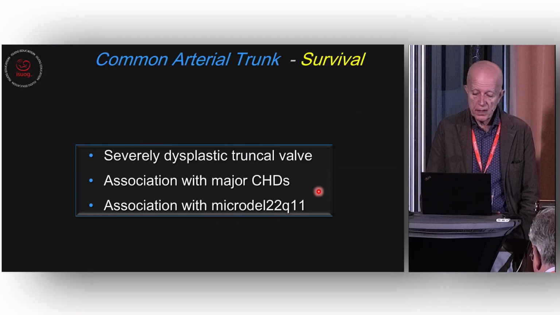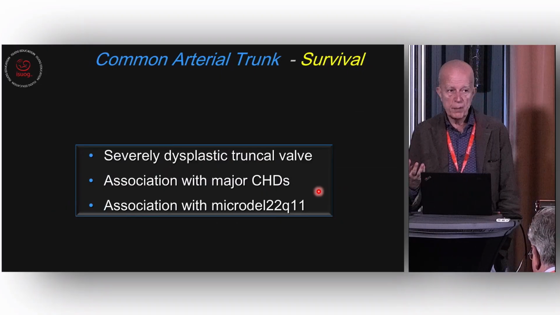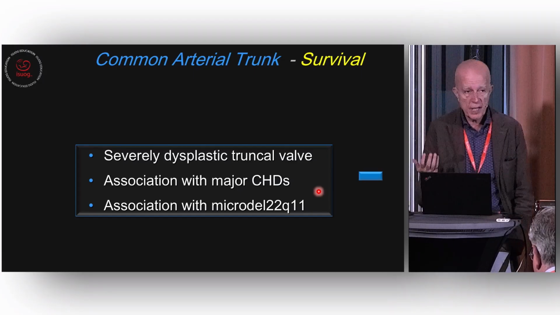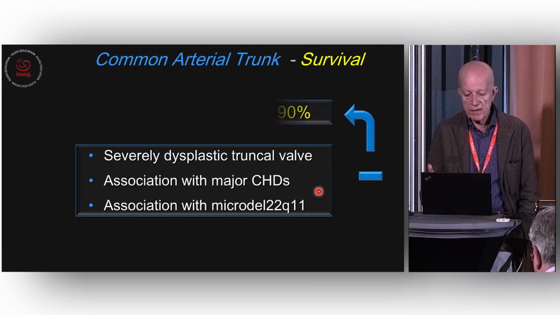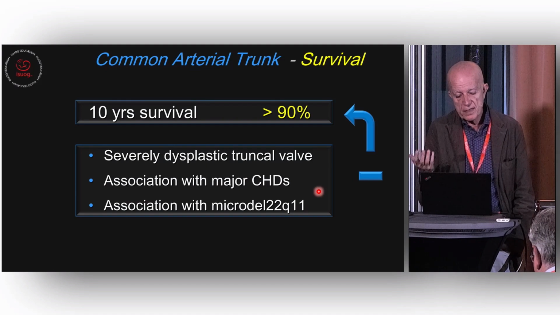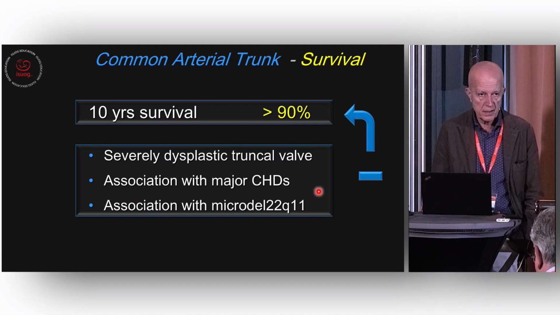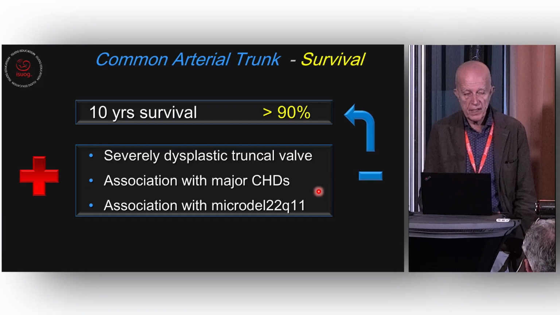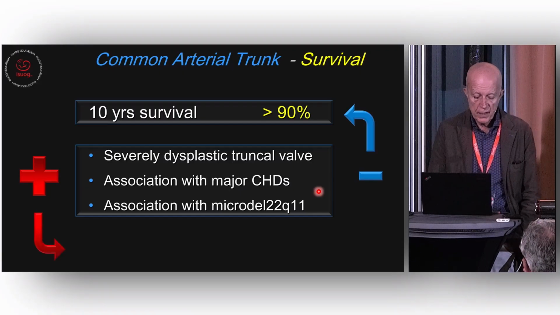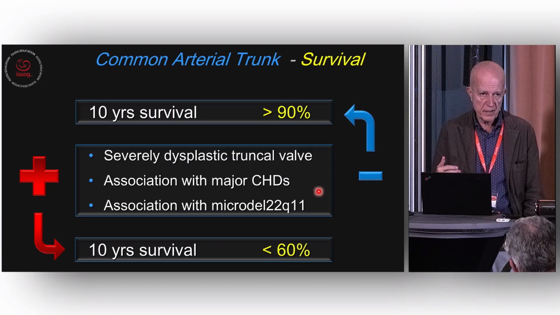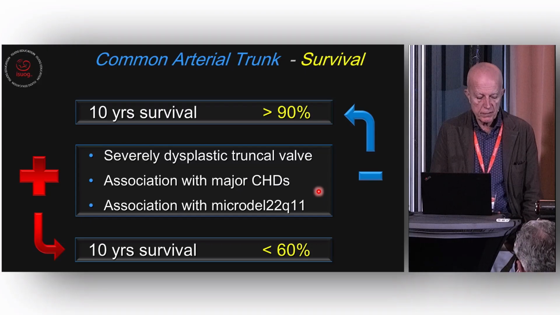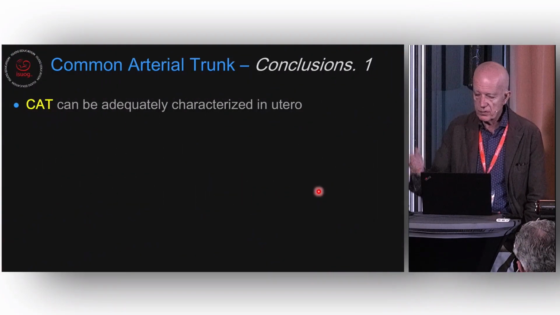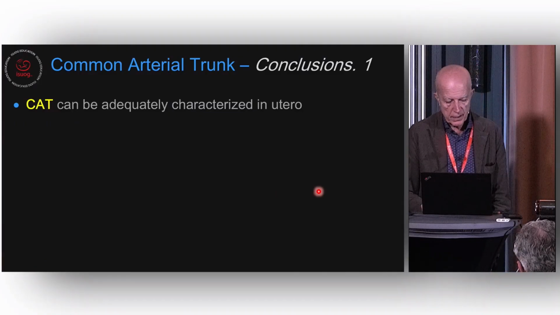As far as the survival is concerned, these are the three main features that will impact on survival. If you do not have them at birth, then survival rates with correction exceed 90% to 10 years in most of the cases, in most of the series. If you do have any or more of these features, it drops to below 60%. I will not get into further details about that, because it's a matter of discussion. It also relates to pediatric cardiologists and cardiac surgeons.